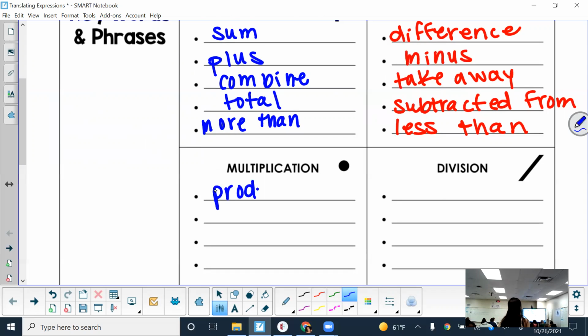Product. Usually when I say the product of blank and blank, we're multiplying. What else? Times. Multiplied by. That one's pretty easy. I'll put that one up there though.